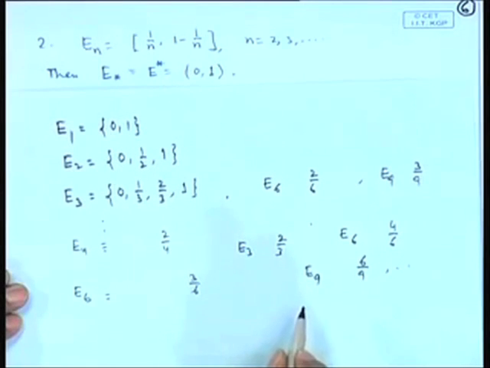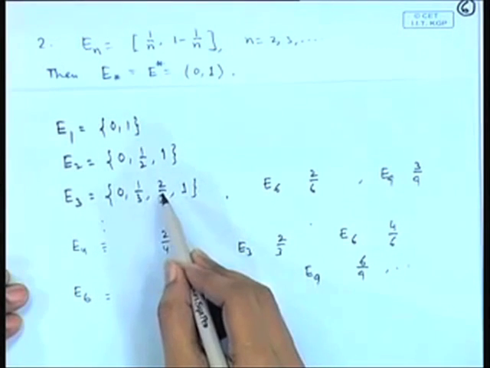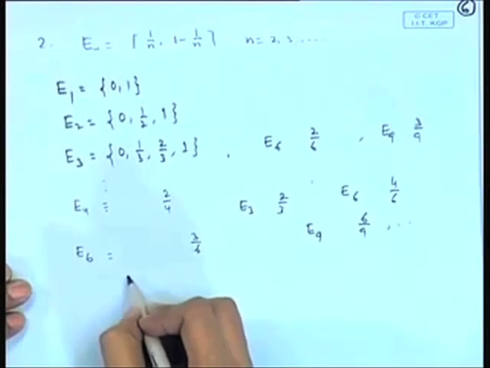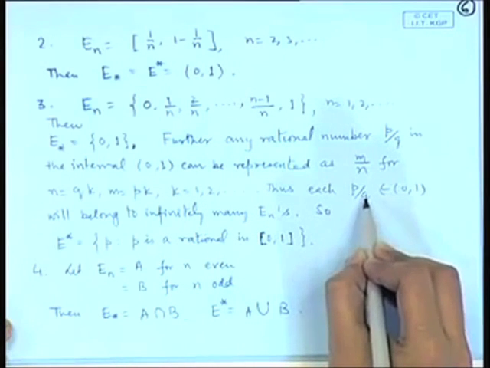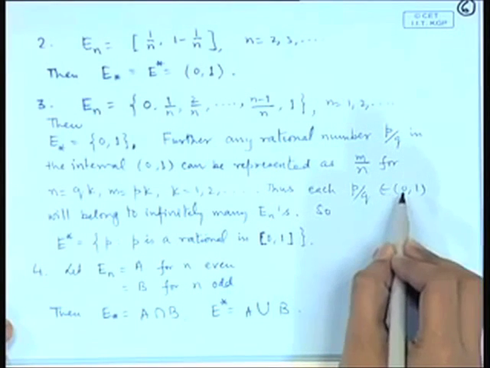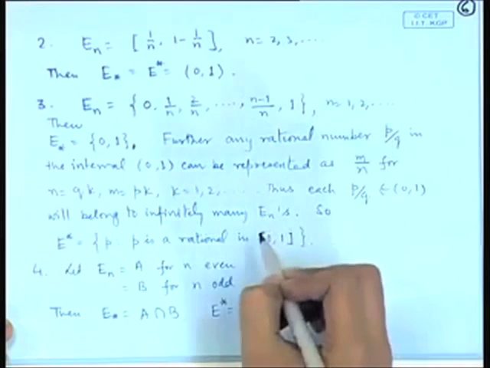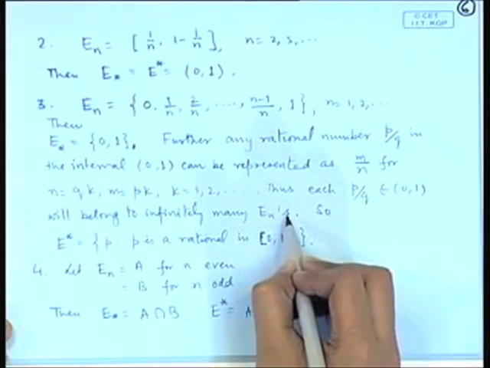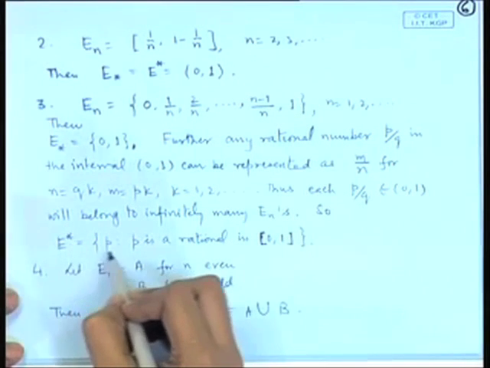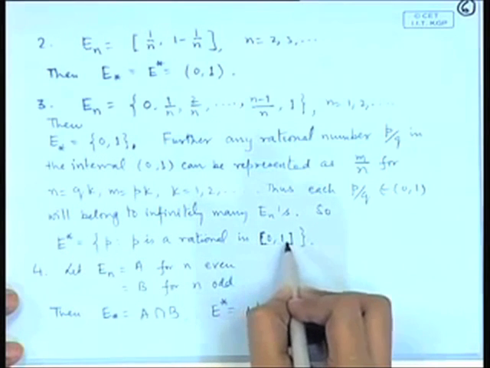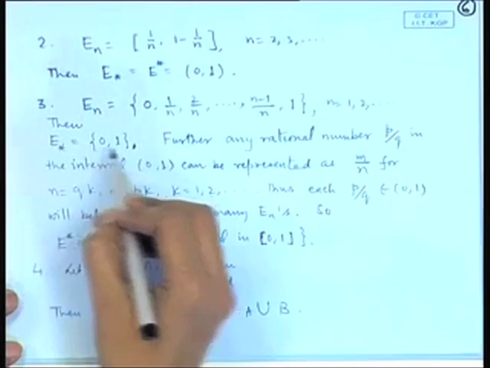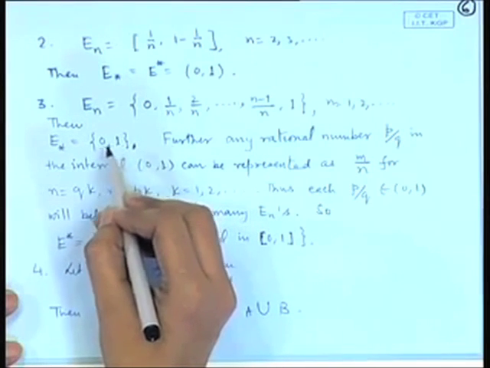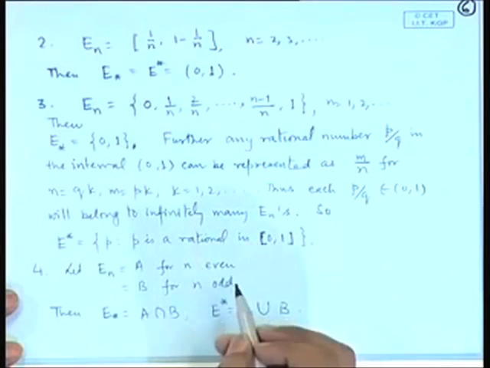Therefore, we conclude that all the rational numbers of the form P by Q in the interval 0 to 1 will belong to infinitely many of the En. Therefore, E upper star will be the set of all those rationals in the interval 0 to 1, whereas the limit inferior is equal to the set consisting of the points 0 and 1.